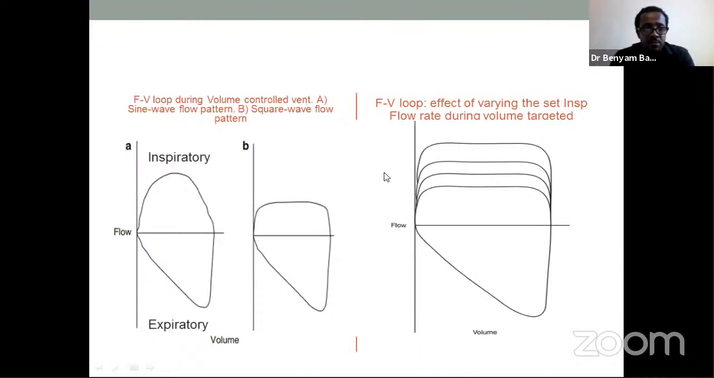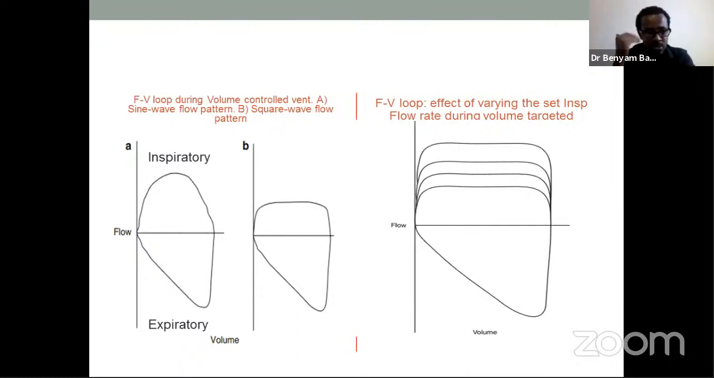This is during volume control ventilation. As we said earlier, volume control ventilation could have flow curves that are squared or sine wave, and we usually use the square waveform. So this is the sine wave flow pattern, and this is a square flow pattern during inspiration. You remember our last discussion when we were talking about the flow rates when we're using volume control ventilation, or when we're delivering the volume, we said we don't actually control the time or inspiratory time, but rather we control the flow rate. So by controlling the flow rate, we'll determine the inspiratory time.